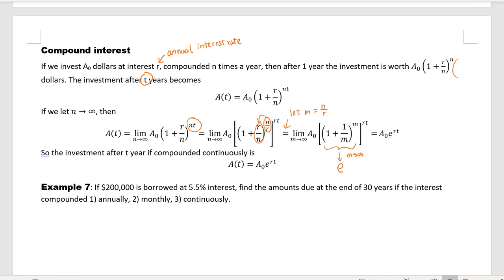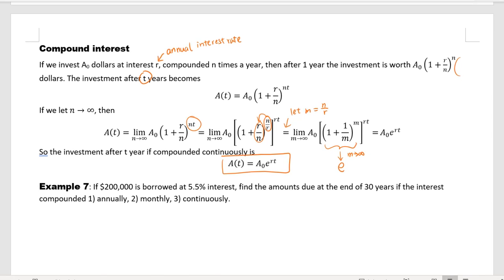So if the investment after t years is compounded continuously, the formula is A0 times e to the rt.